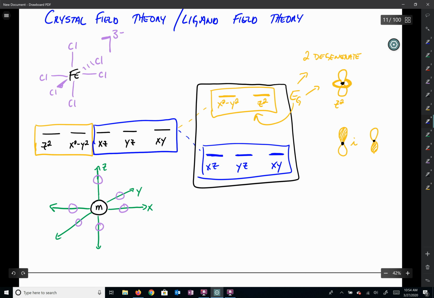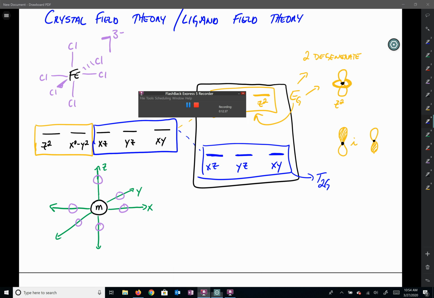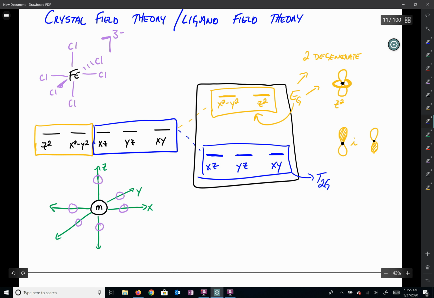We go down here to our xz, yz, and our xy. These are known as our T2G set, okay, our T2G set. Now, some of this stuff you might already be able to figure out, okay? The T means that is, hang on just a second, let me pause here. Sorry about that, I had a little coughing fit there. Allergies are driving me nuts. But anyway, so the T just means it's triply degenerate.